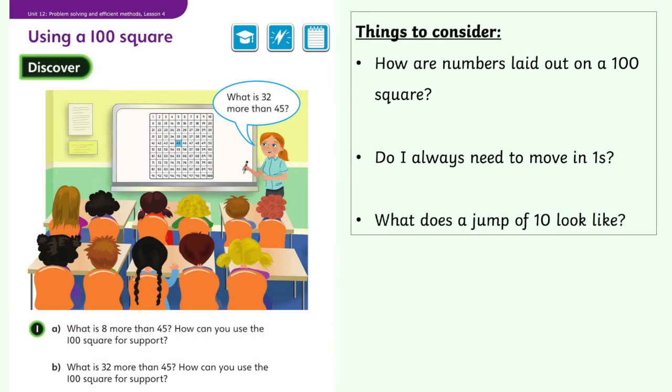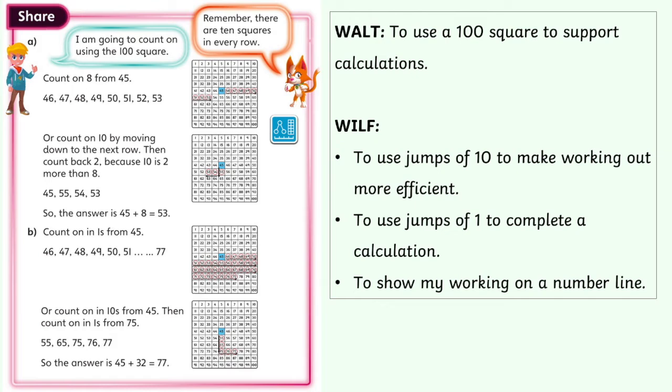Let's talk about this discover then. First up are Walt and Wilf today. As I said before, we're thinking about 100 squares and using them to support calculations. What I'm looking for today is for you to use jumps of 10 to make your working out more efficient, then to use jumps of 1 to complete your calculation, and to be able to show the working out that you've done on a number line as well.